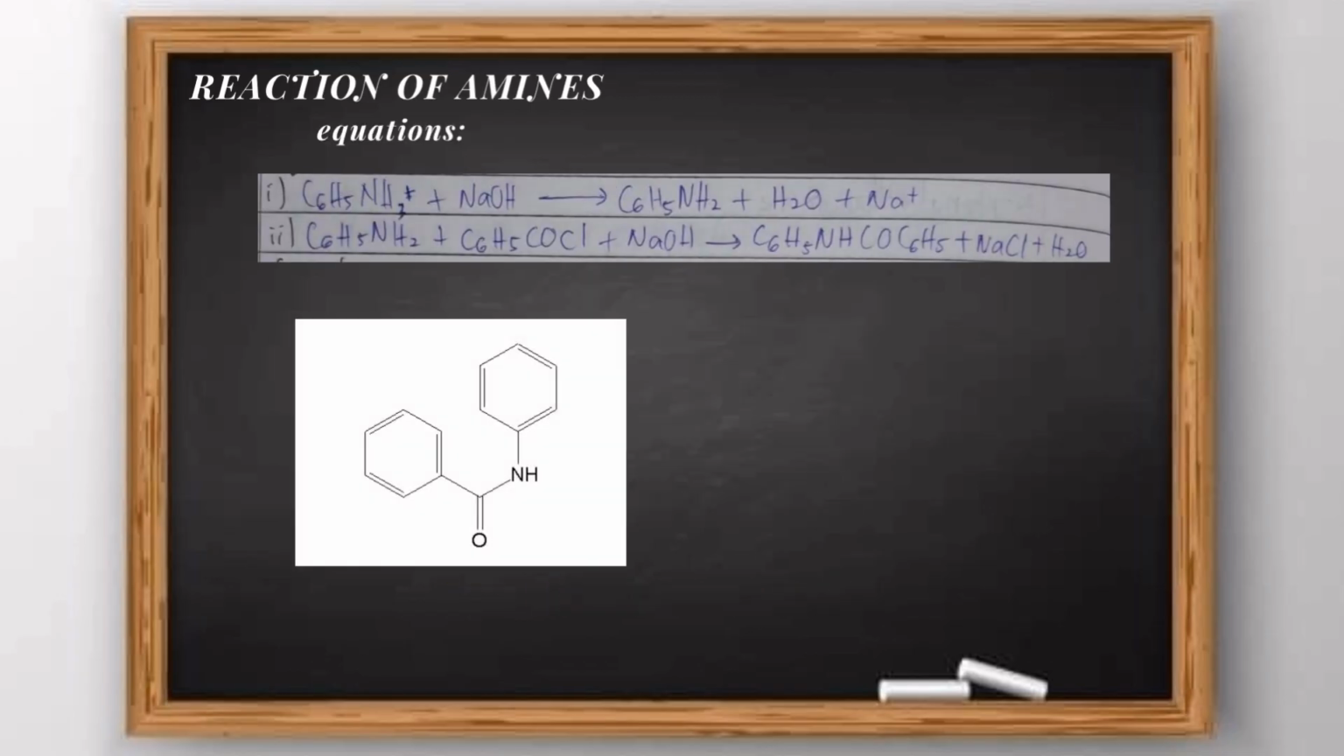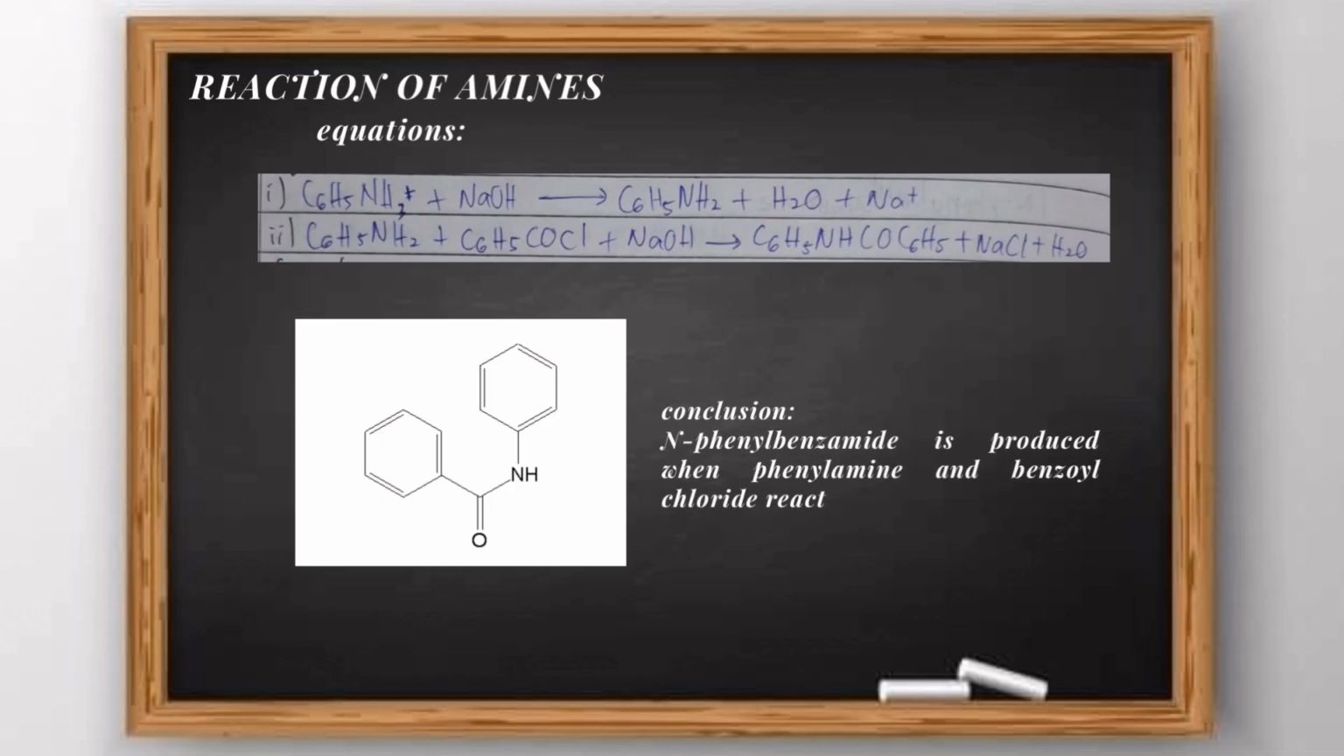The chemical equation shows that phenylamine reacts with benzoyl chloride in the presence of sodium hydroxide to produce N-phenylbenzamide, sodium chloride, and water. In conclusion, N-phenylbenzamide was successfully produced when phenylamine reacted with benzoyl chloride. The formation of the white precipitate confirms that the benzoylation reaction occurred successfully.